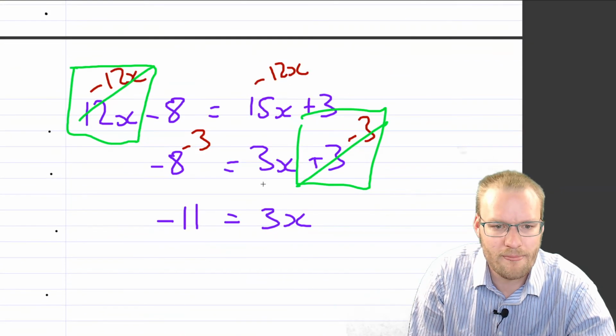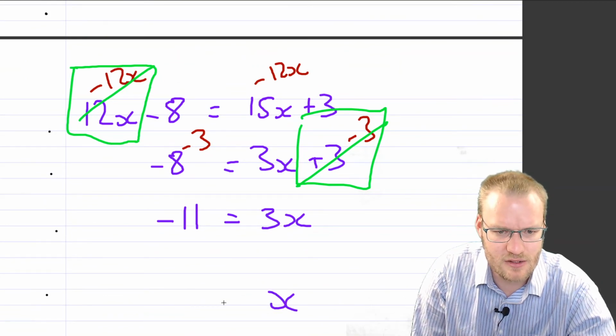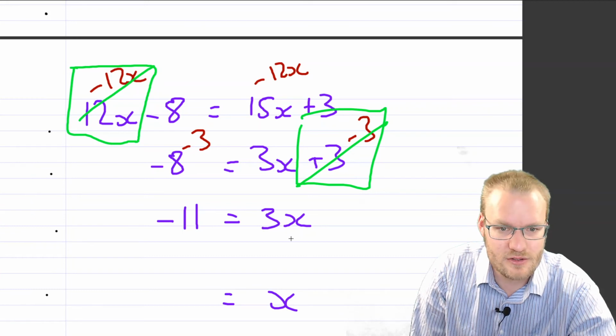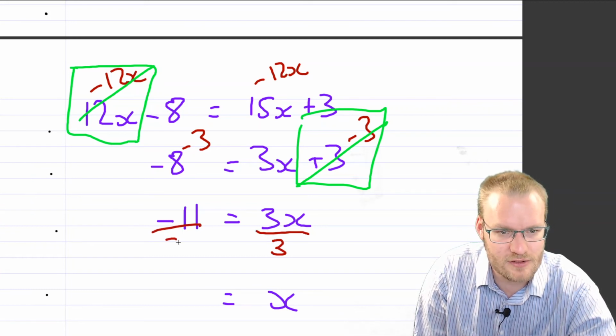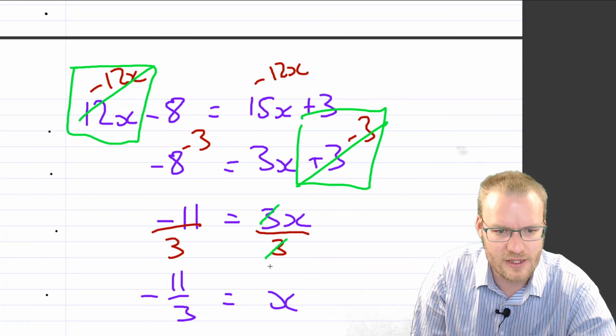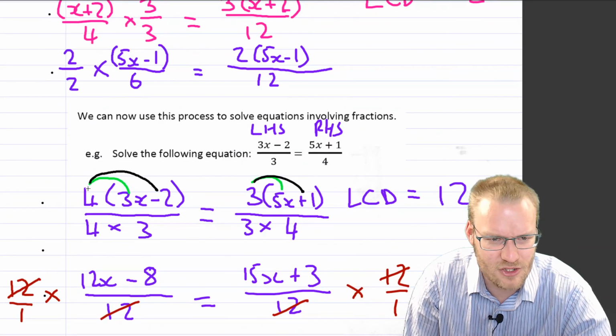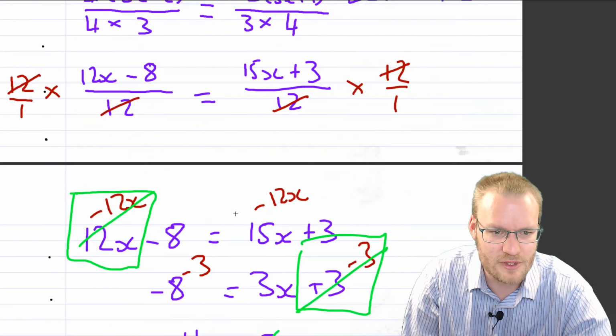And what do we have to do after that? Well, we just want x on this side. So we're going to divide this by 3. What we do on one side, we do on the other. So this is just negative 11 over 3, because that's cancelled. And there we are, there's our answer. But the heart of this that's new is finding this lowest common denominator.